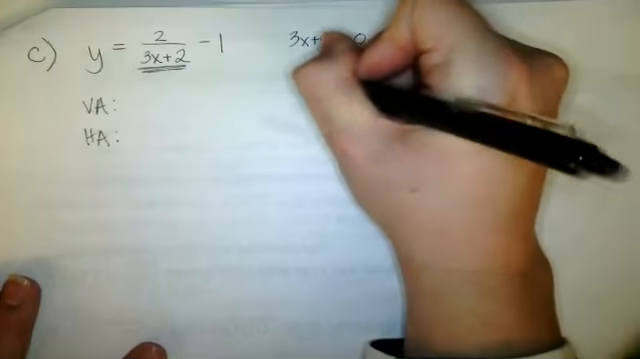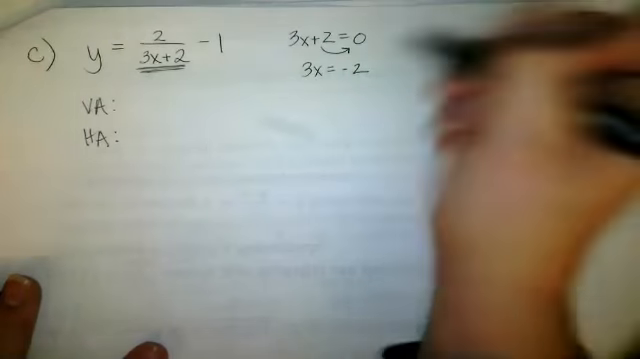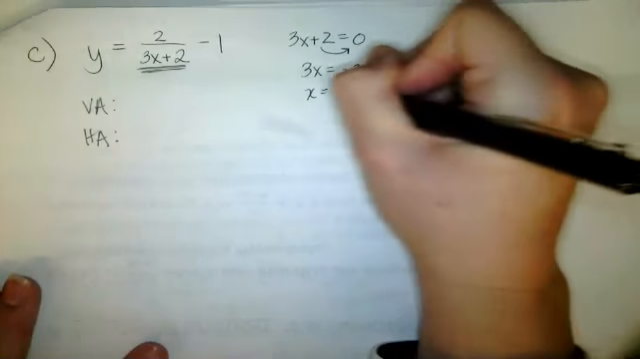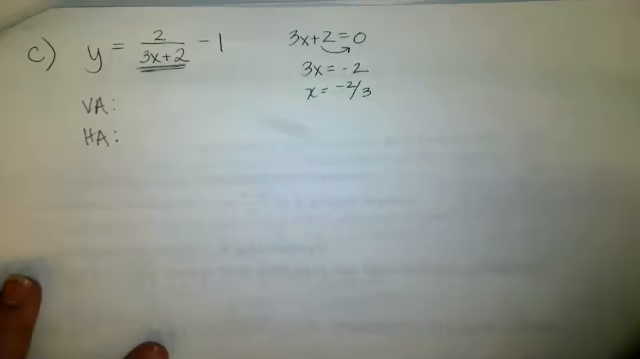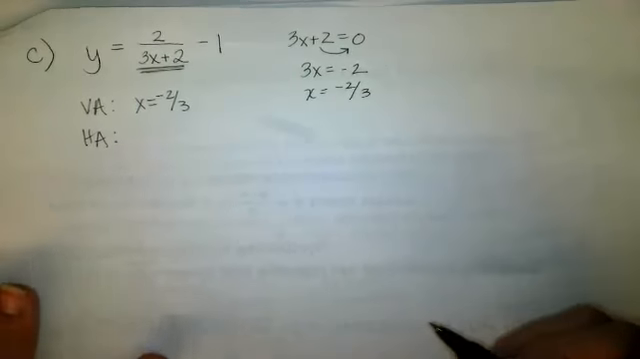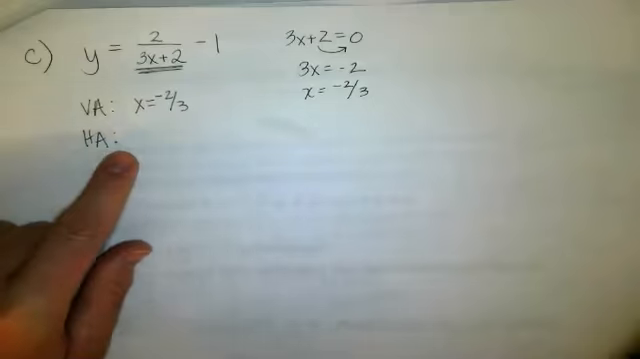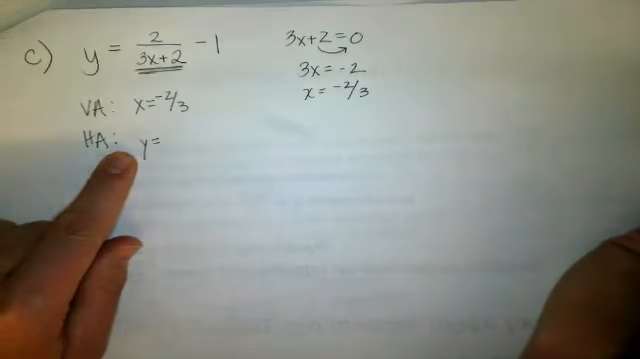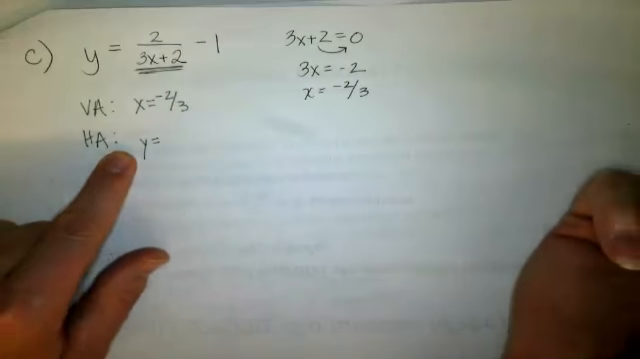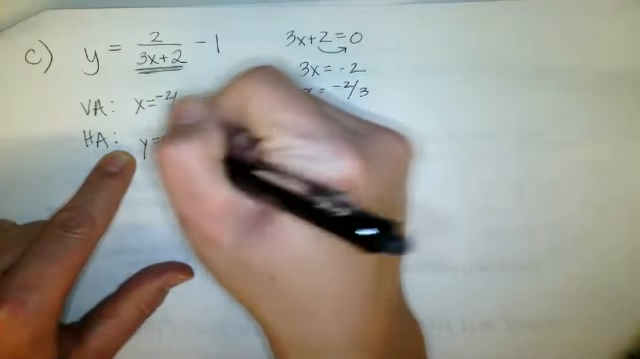Subtract the 2, so we have 3x equals negative 2, and then divide by 3. So we get x equals negative 2/3. Yes, you can have an asymptote that's a fraction. It's totally fine. What's the horizontal asymptote? Y equals what? Negative 1. Good.